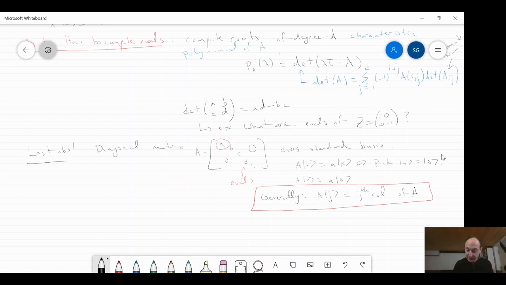So eigenvalues of diagonal matrices are always on the diagonal. This is actually true more generally. Even if this part was not 0, even if you had something that was upper triangular, let's say, the eigenvalues are still sitting there. That's just something to keep in mind.